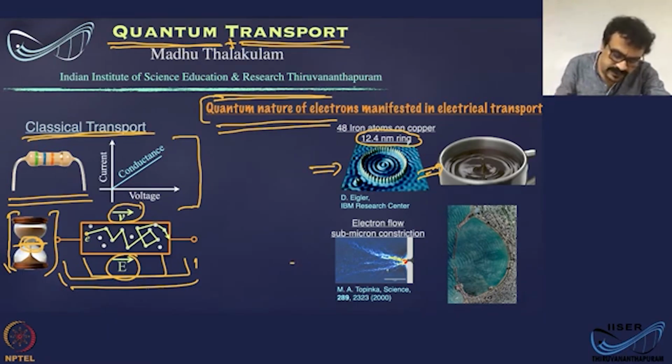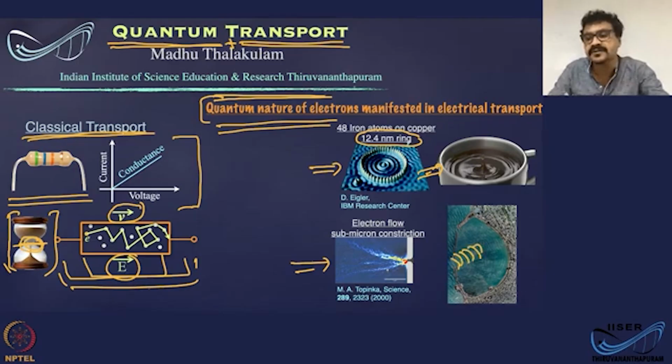Another experiment is the propagation of the electrons through a narrow constriction. This is similar to the propagation of water waves through a narrow constriction, which is shown here.